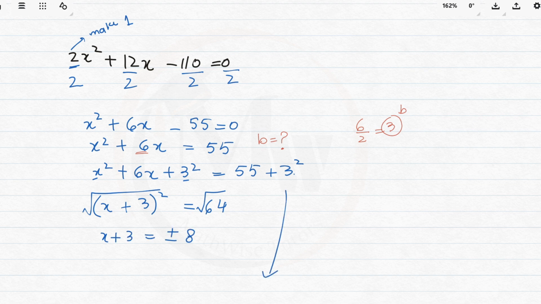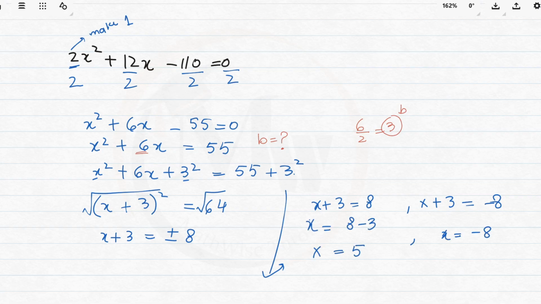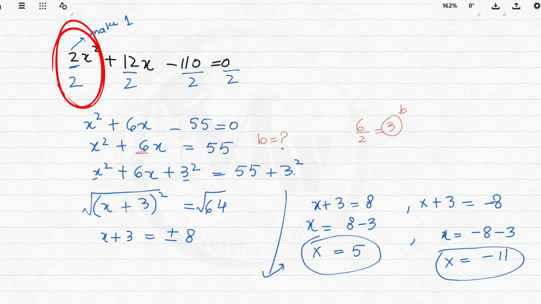And take both values: x plus 3 equals 8, and x plus 3 equals negative 8. The first value gives 8 minus 3 equals 5. And the second is x equals negative 8 minus 3, which equals negative 11. These are the two x values, and this is the completing the square method. Keep in mind, the coefficient of x squared has to be made 1 before proceeding to the next steps.